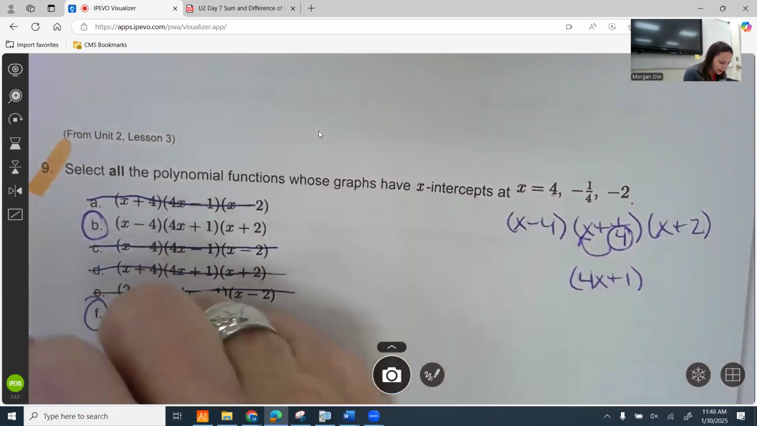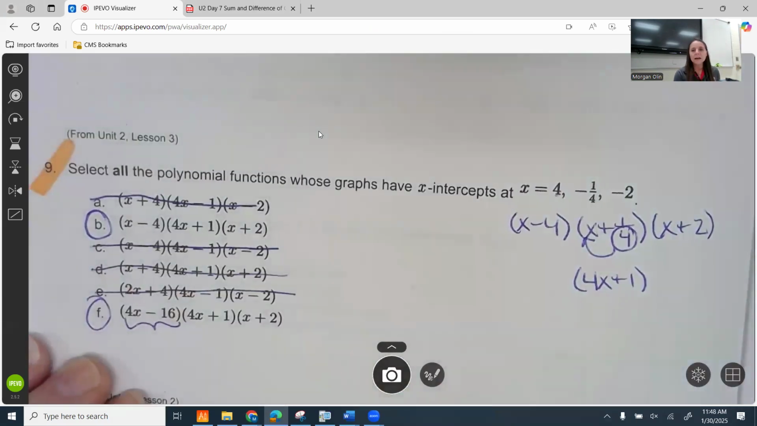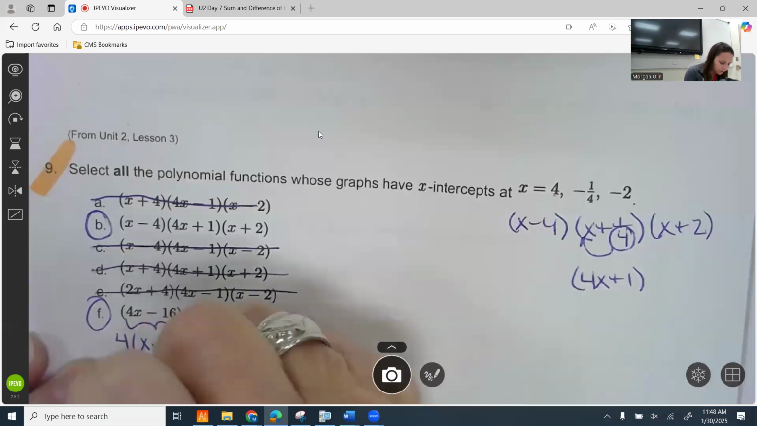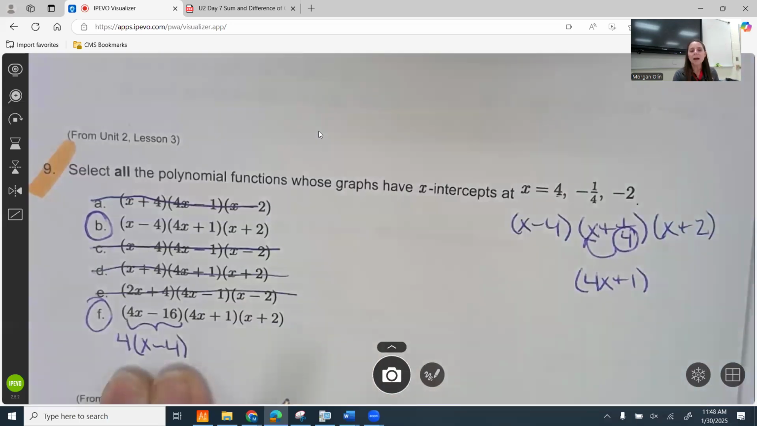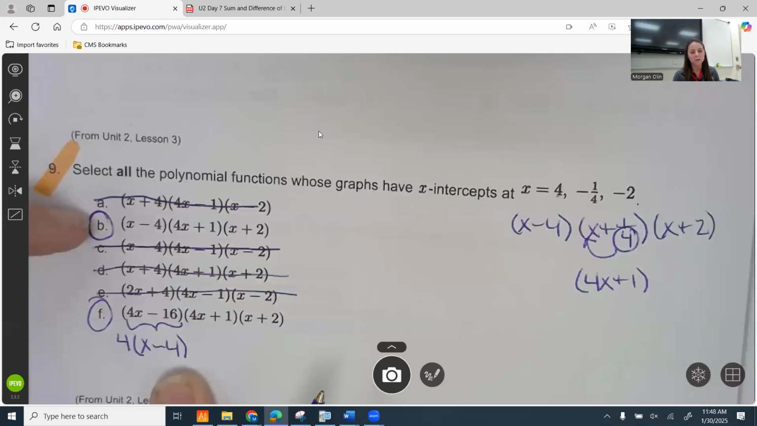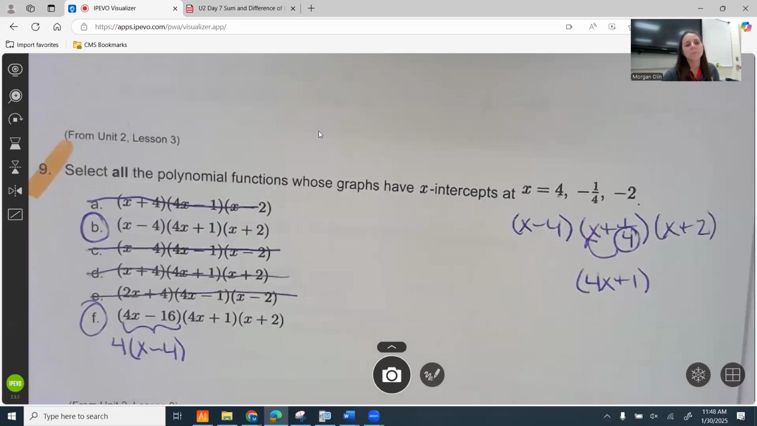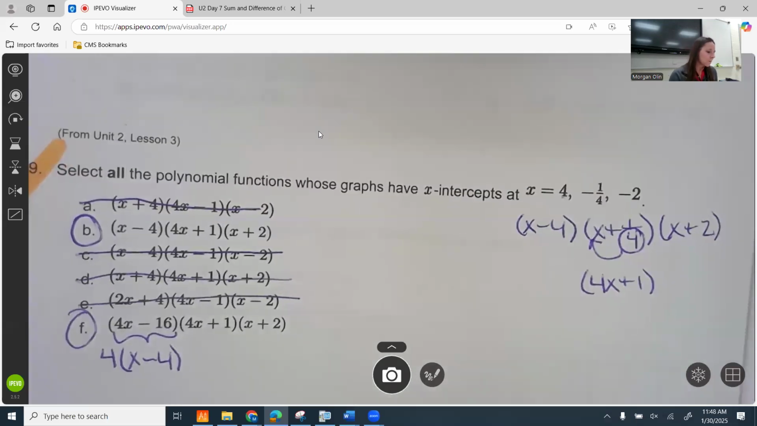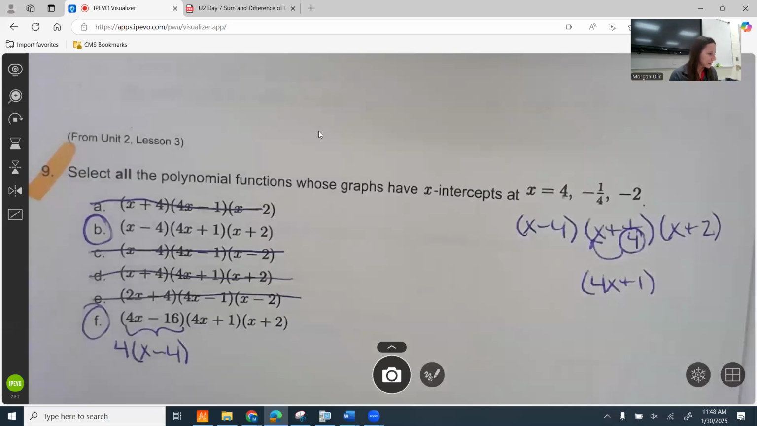Well, here, do you recognize something here? If you said a 4 can come out, GCF of 4, you are correct. And when I do that, I'm left with x minus 4. So sometimes you can have GCFs that come out, and it's okay to have these numbers that you multiply on the outside, okay? And if I graph the top one, you'll also see that it has the same roots as well. All right, so here was our warm-up, day 6.